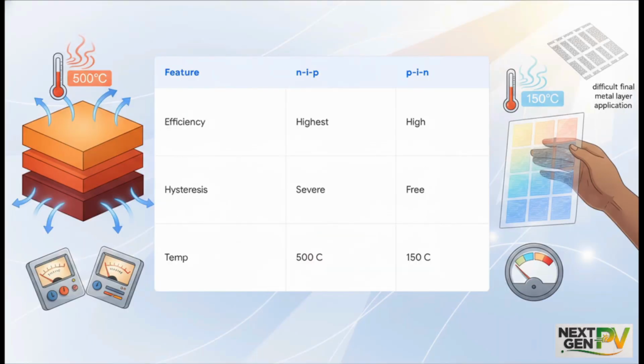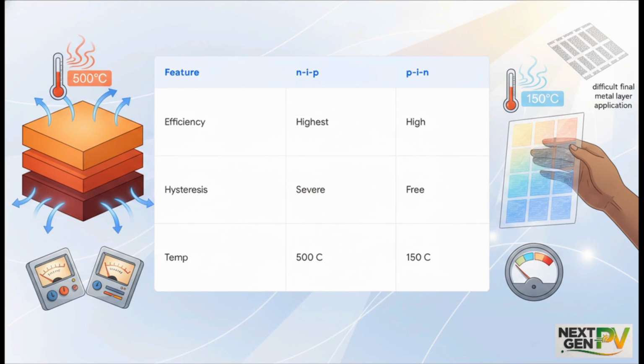Choosing between these two designs is really a tightrope walk between maximum power, manufacturing costs, and long-term stability. Let's look at the regular NIP architecture first. It gives us the absolute highest peak efficiencies and uses thick, robust absorbers. But it suffers from severe hysteresis and, like we mentioned, requires massive amounts of 500-degree heat to manufacture. Hysteresis is a huge problem. It leads to unpredictable power output readings and can literally physically degrade the cell over time.